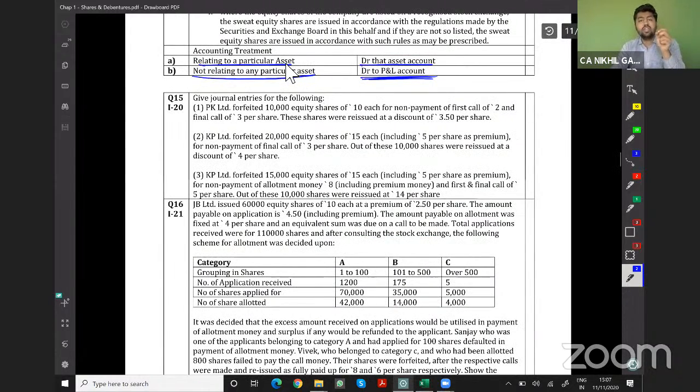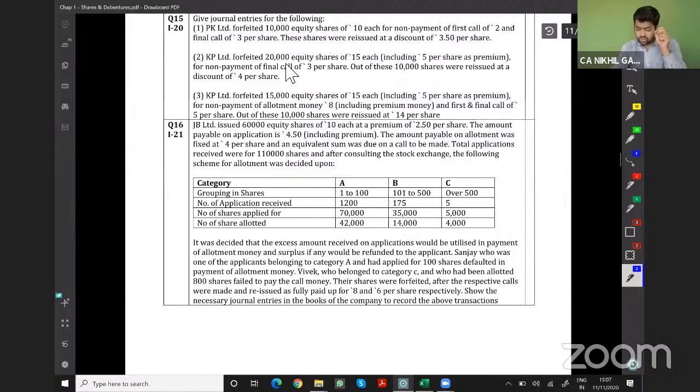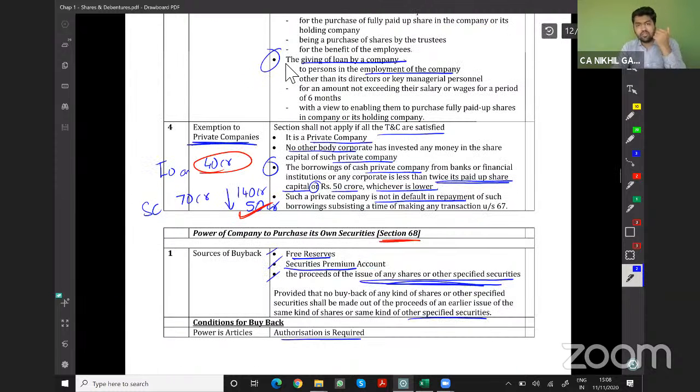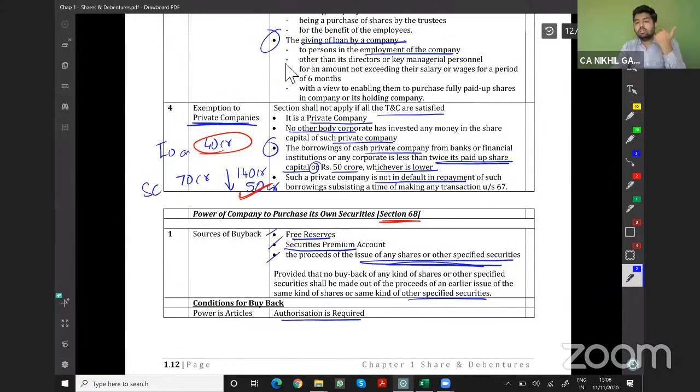In case of buyback of shares, companies are prohibited to buy back its own shares. The only thing is the company can neither directly nor indirectly give financial assistance for its own buyback. The exceptions are if you are a banking company, or a company providing loans to its employees. Exemption was to a private company. If you are a private company, there is no investment by a body corporate. The loan taken by you is less than twice of your share capital or 50 crores, whichever is less.